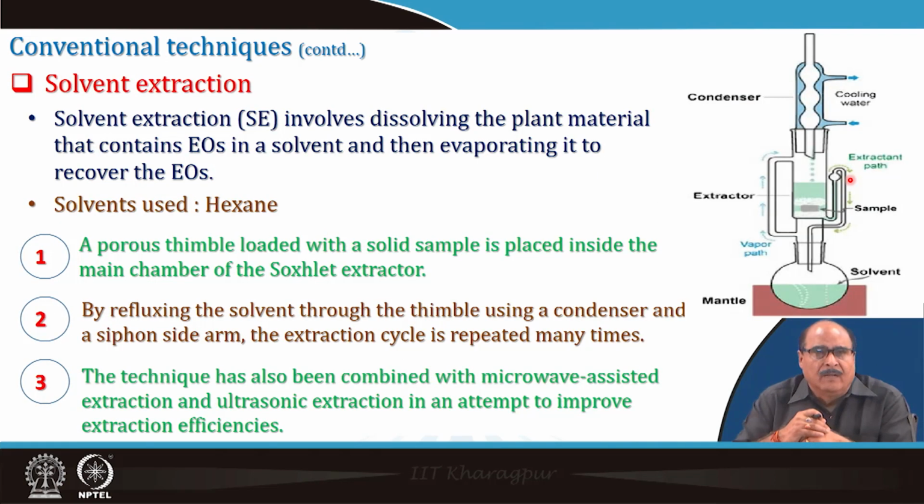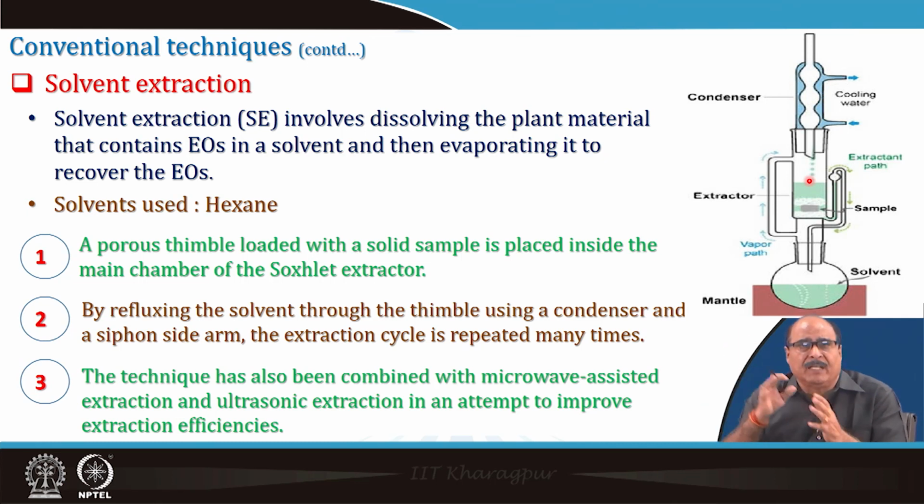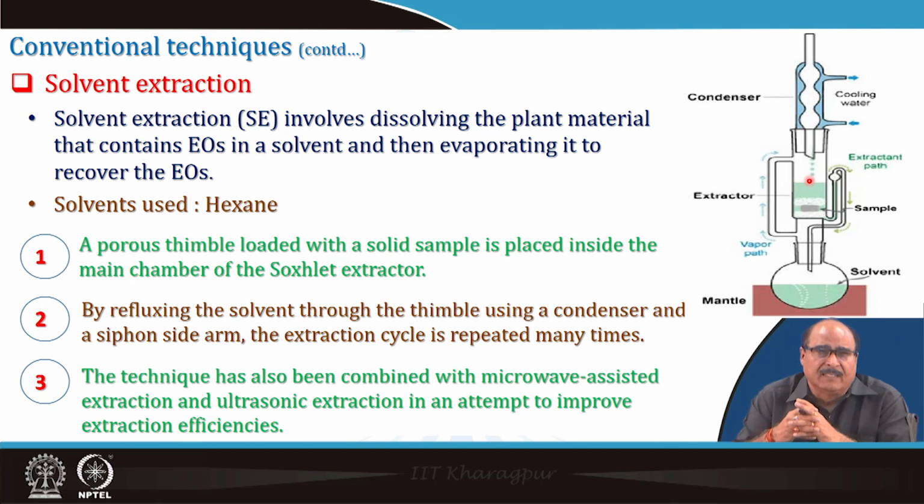Then solvent extraction. I hope you know the Soxhlet apparatus. This is the picture of the Soxhlet apparatus. This involves dissolving the plant material that contains essential oils in a solvent and then evaporating it to recover the essential oil. The solvent normally used is hexane.